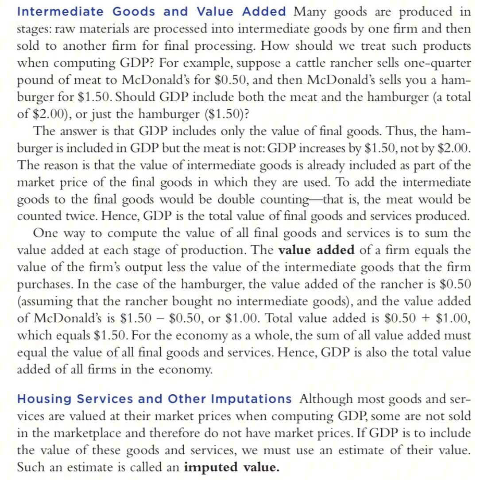To make it easier to understand, suppose the meat is $0.5 and the final price of a burger is $1.5. That means McDonald's adds $1 of value onto the burger. So we add $0.5 plus $1, which equals $1.5. For the economy as a whole, the sum of all value added must equal the value of all final goods and services. So GDP is the total value added of all firms in the economy.